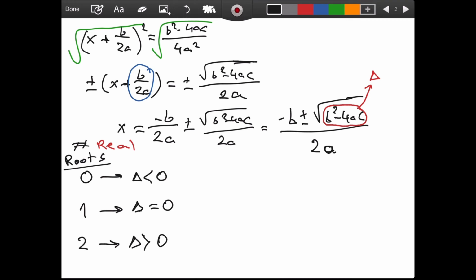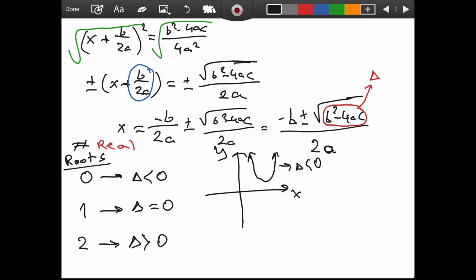And one more thing before ending this video, how would you see these things graphically? Well, if you have a coordinate system like this with x and y, in case of having 0 roots, the graph would not touch the horizontal axis. This means delta is less than 0.